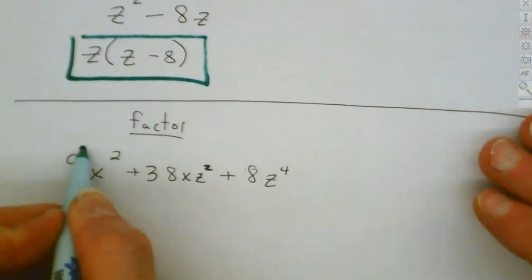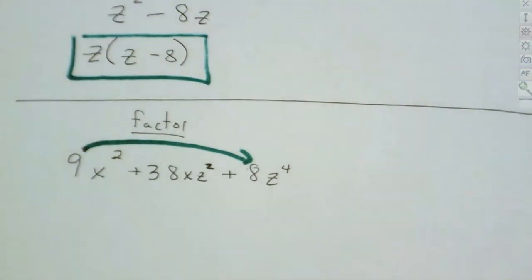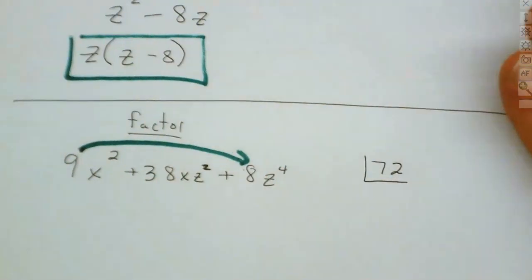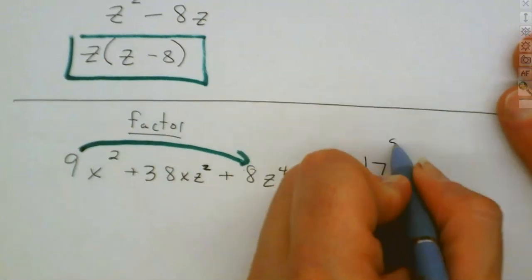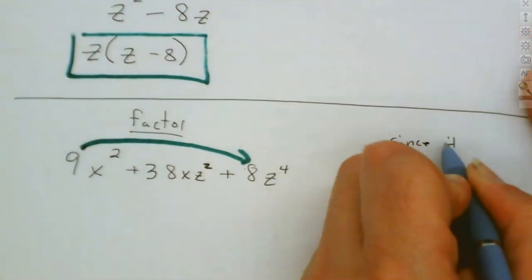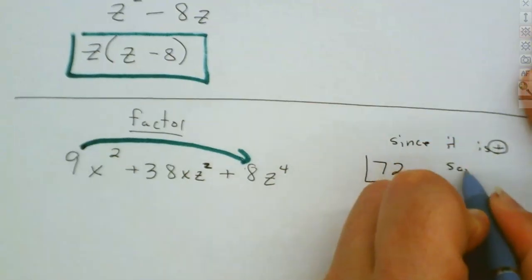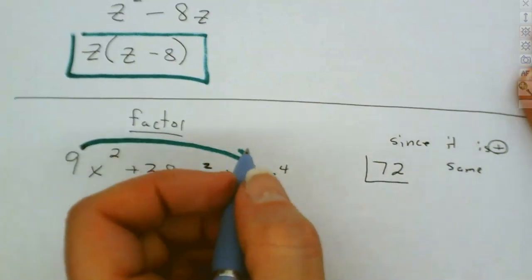So we covered these all in class last time. Nothing comes out. So what do we do? We take our first number times our last number. And 9 times that 8, well, that makes it a 72. Now, what's the sign of the 72? It's positive. So since this is positive, what do we know about the signs? They are the same. So they're either both positive or both negative.